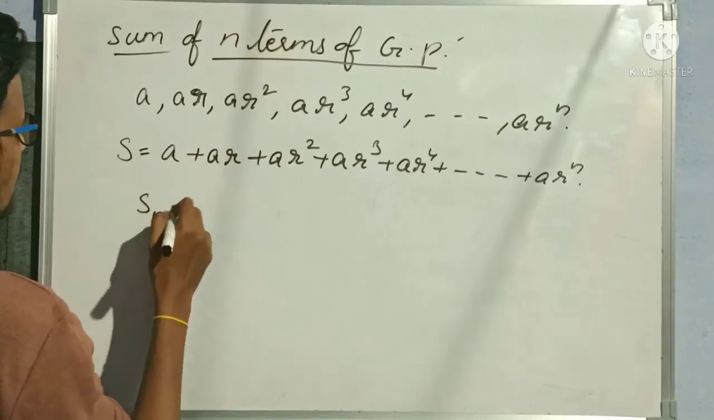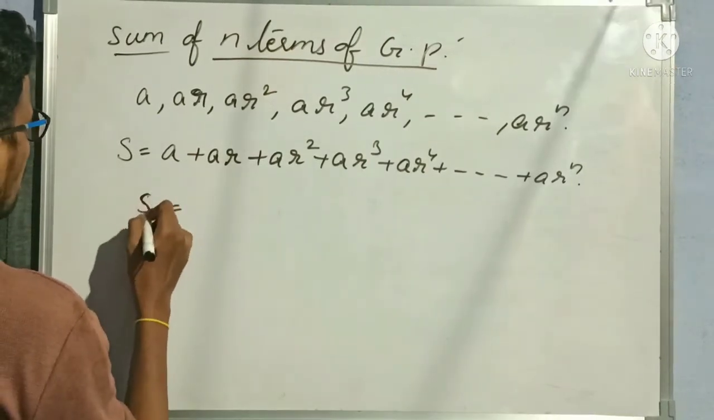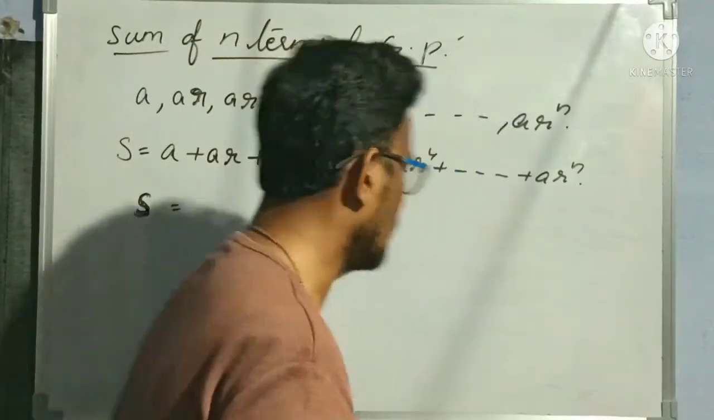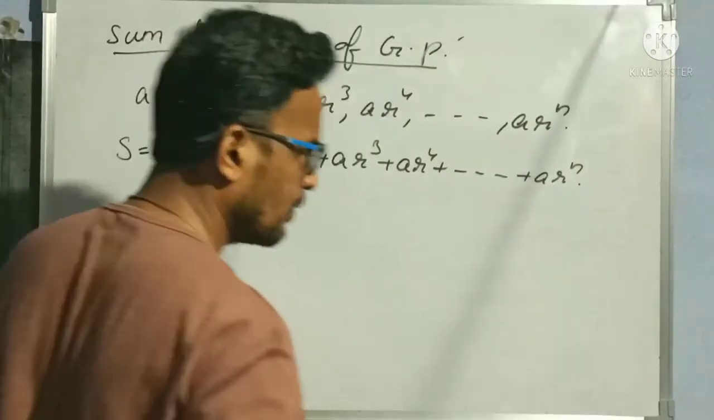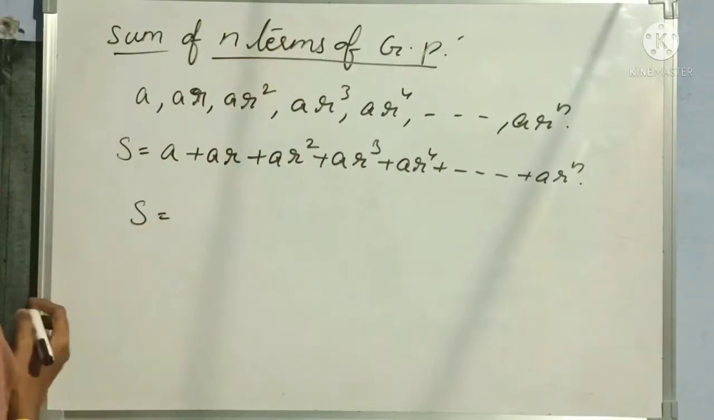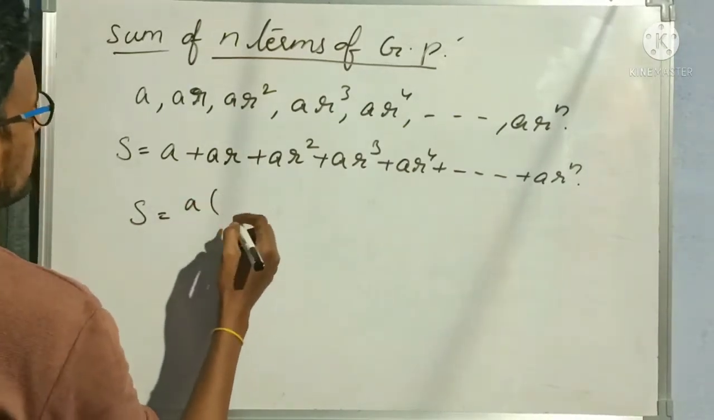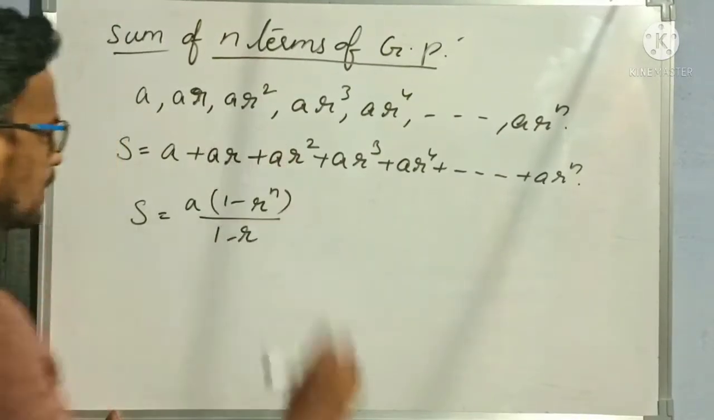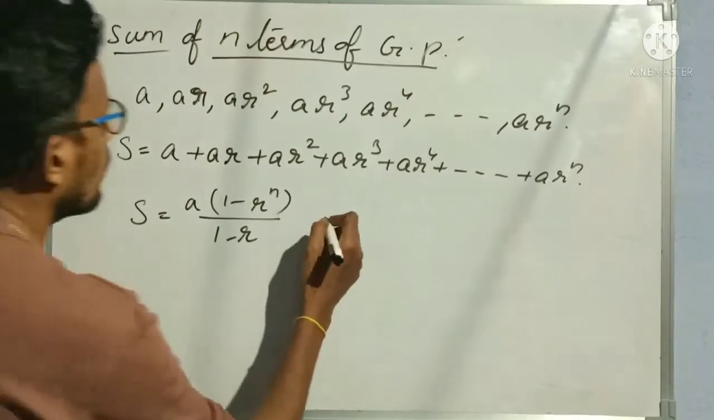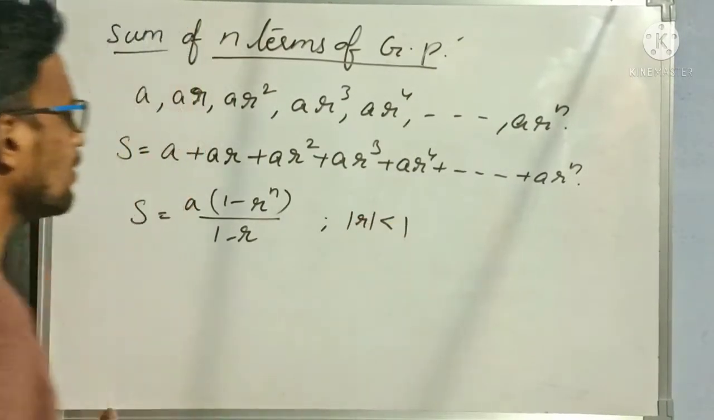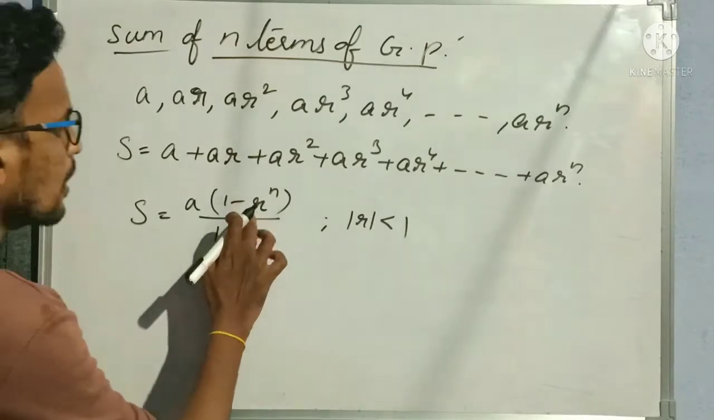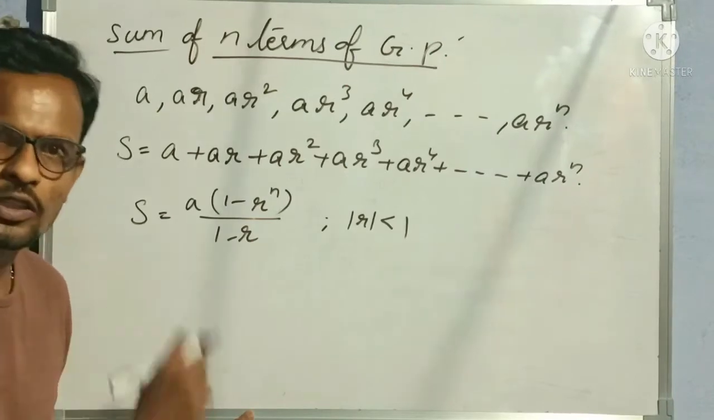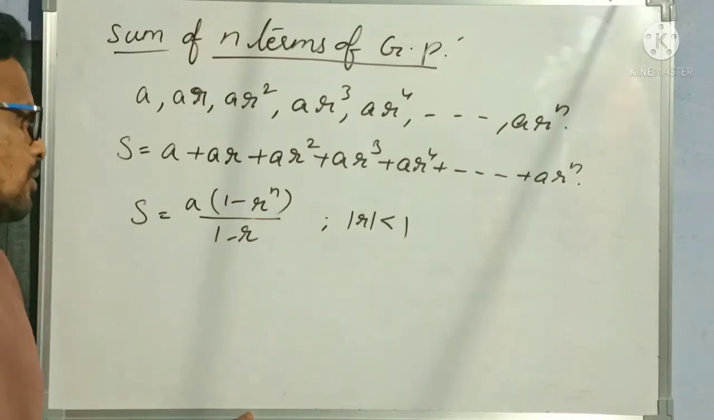So S is the sum of n terms of a geometric progression, so generally we write S. S is equal to a into (1 minus r power n) by (1 minus r). This formula we have to use when modulus of r is less than 1. When our r, that is the common ratio, is less than 1, then we have to use this formula for the sum to n terms of a geometric progression. Understood everybody? Next, one more condition.